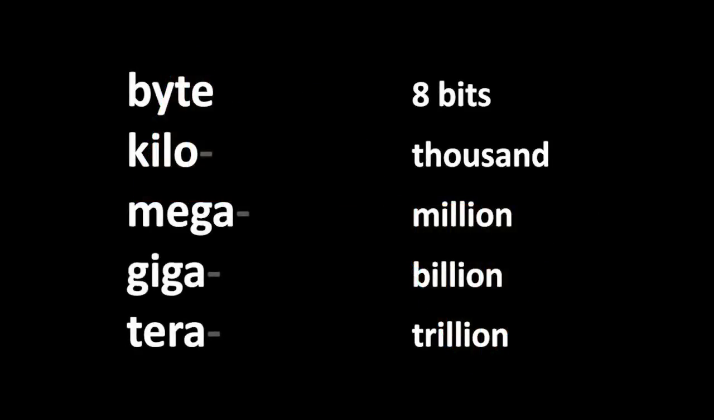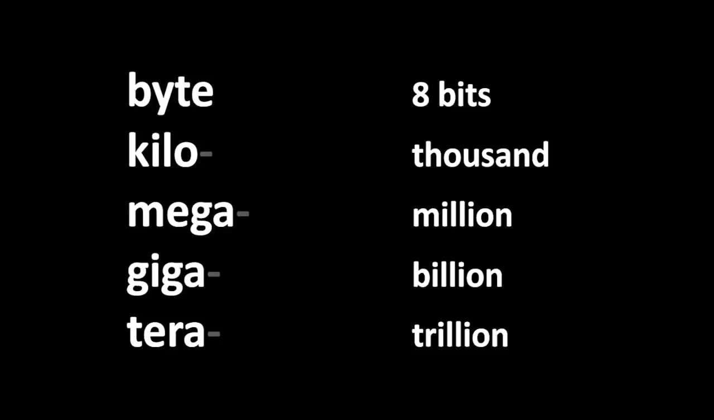We have a number of important terms to describe multiples of bits. First off, a byte is 8 bits. We also have these prefixes, kilo to mean 1,000, mega to mean 1,000,000, giga to mean 1,000,000,000, and tera to mean trillion. So if I say kilobyte, I mean 1,000 bytes. If I say gigabyte, I mean 1,000,000,000 bytes. And you have to be careful not to confuse bits with bytes. If you say megabit, that means 1,000,000 bits, but if you say megabyte, that means 1,000,000 bytes. So a megabyte is actually 8 times the number of bits as a megabit.